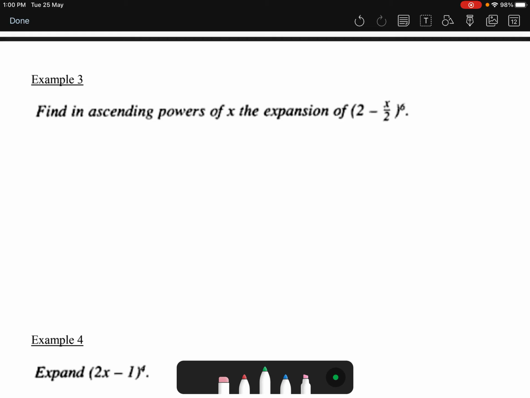Example 3, now we go to basic expansion. Expand 2 minus x over 2, in brackets, to the power of 6. How do we expand? Definitely we do not use the rainbow method because it's very tedious. So we use the binomial theorem. First of all, 2 minus x to the power of 6. If I expand everything out, there will be 7 terms. The first term will be 6 choose 0. Always start from 0. Then after that, you put a bracket.